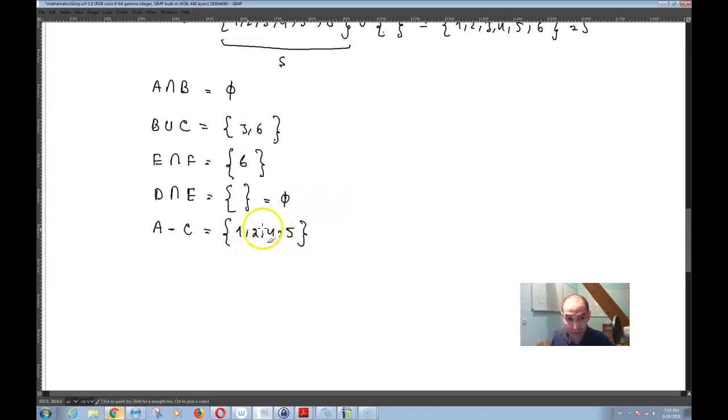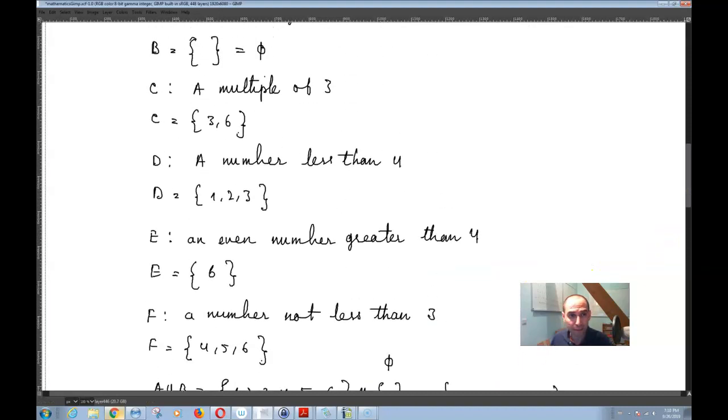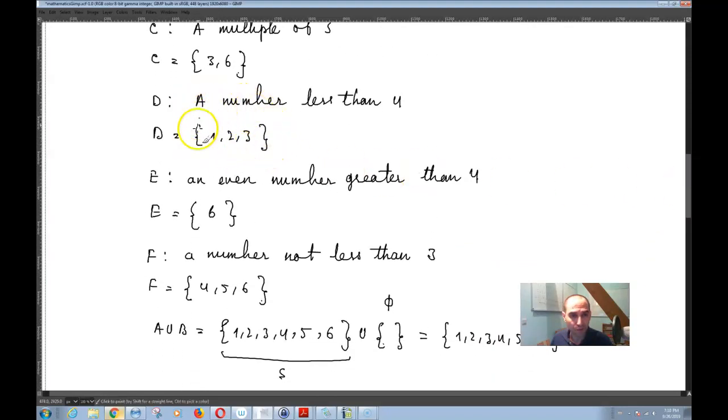And then you have D minus E, for example. D minus E is all the members that you can find in D, and you have to take away from that the member that you have here, but I don't actually remember the exact definition of subtraction here. So let me take a look at the solution. D minus E is 1, 2, 3.